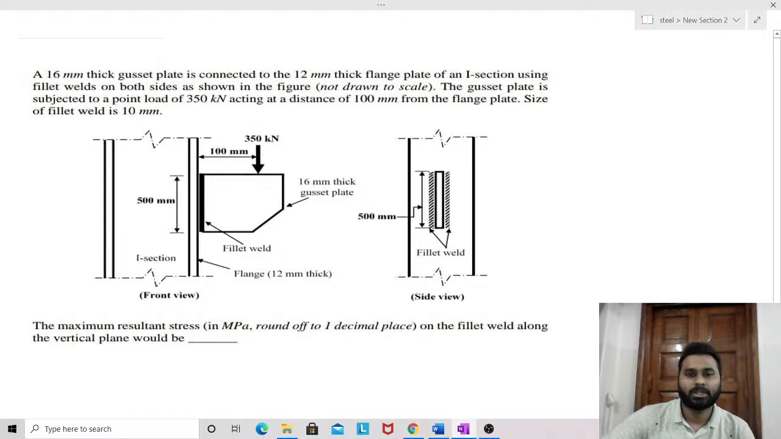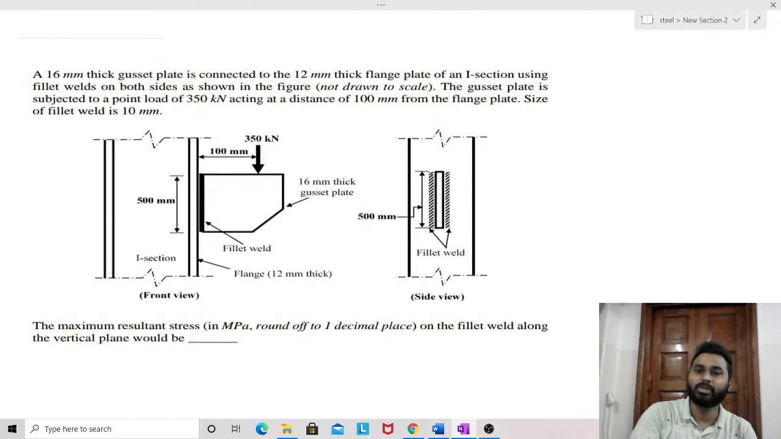This is the next question which was asked in 2019 GATE. Go through this question and the diagram also. Again, for solving this question we require the provision we discussed previously: equivalent stress Fe is equal to under root F square plus 3Q square, which should be less than or equal to the design stress in the fillet weld, that is Fu by under root 3 into gamma MW. Clear? That was the provision.